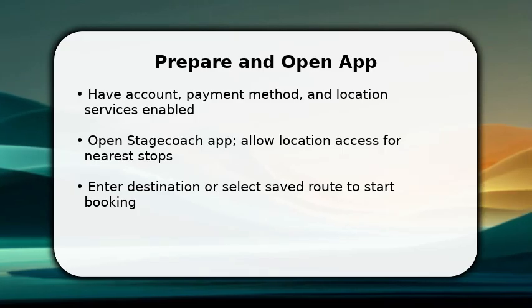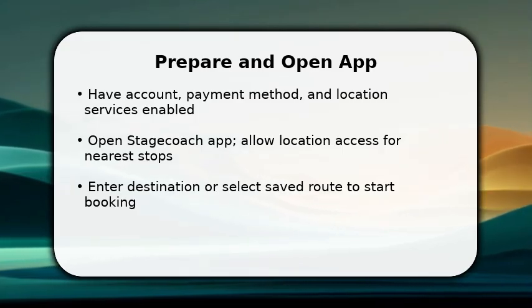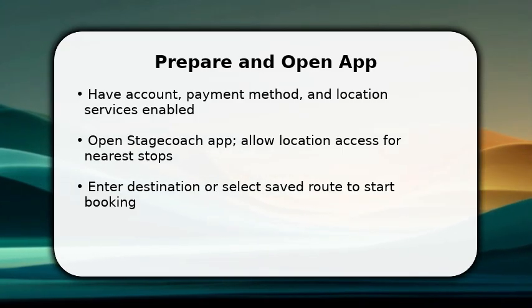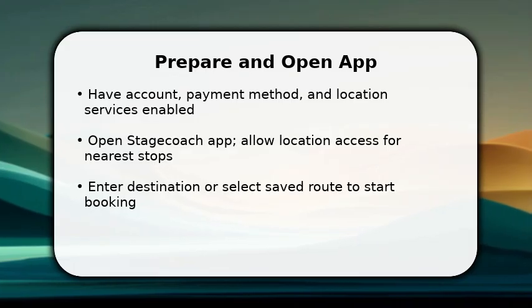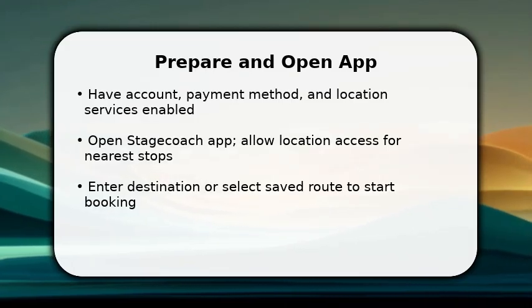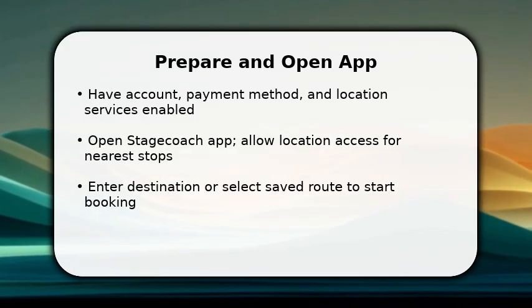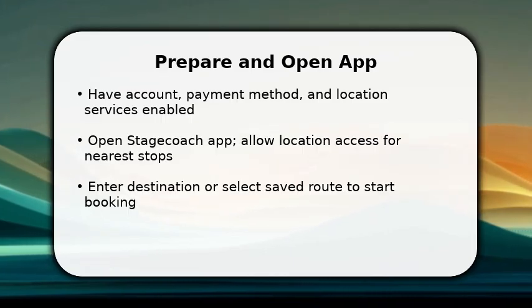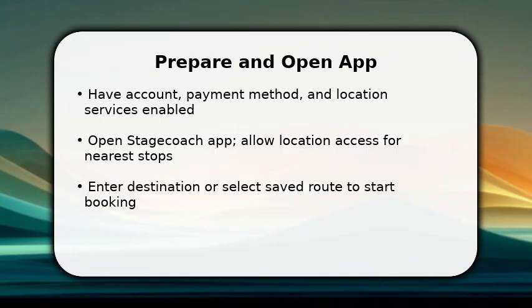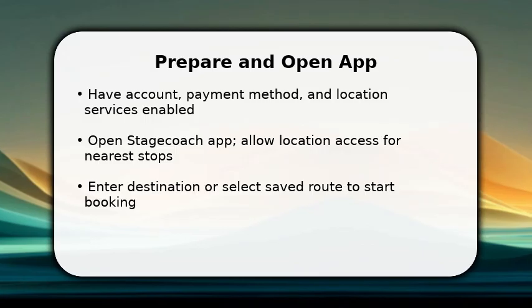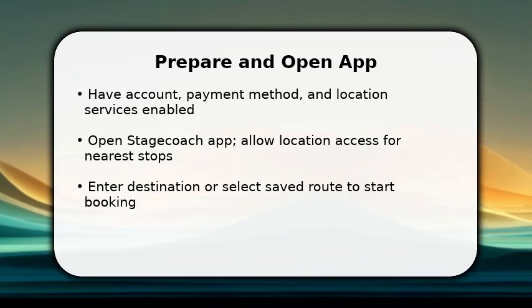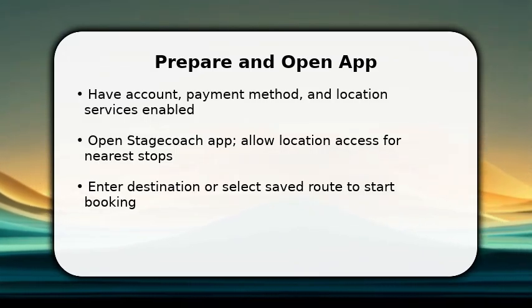Enjoy the video. You start by confirming account and payment details so purchases go smoothly. Once done, open the Stagecoach app and allow location access so it can show nearby stops. Tap the search box and type your destination, or pick a saved route to save time. The app shows live services and estimated times. Use that to choose the correct service. This first step gets you from zero to selecting a real trip quickly, avoiding confusion at the bus shelter.